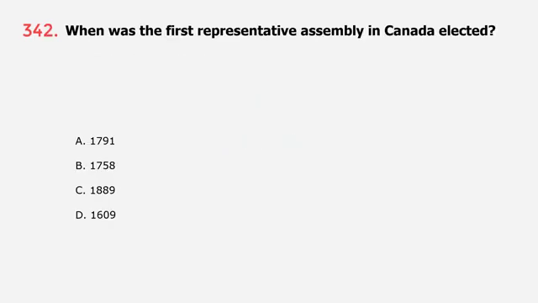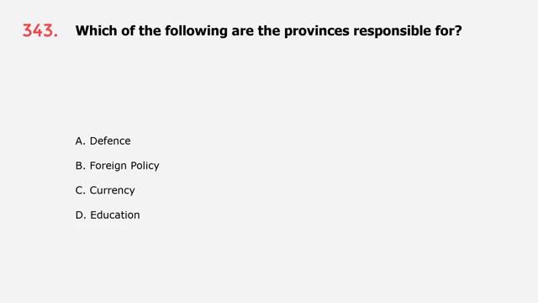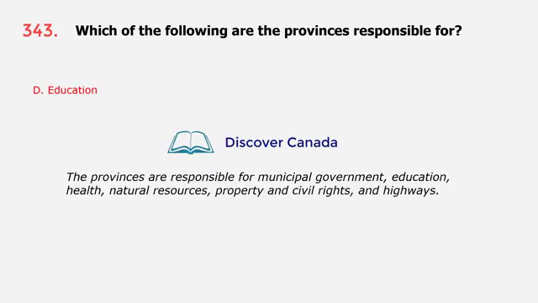Question 342. When was the first representative assembly in Canada elected? A. 1791. B. 1758. C. 1889. D. 1609. The answer is B. 1758. Question 343. Which of the following are the provinces responsible for? A. Defense. B. Foreign policy. C. Currency. D. Education. The answer is D. Education.